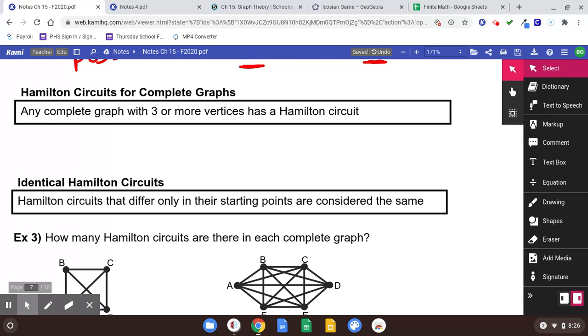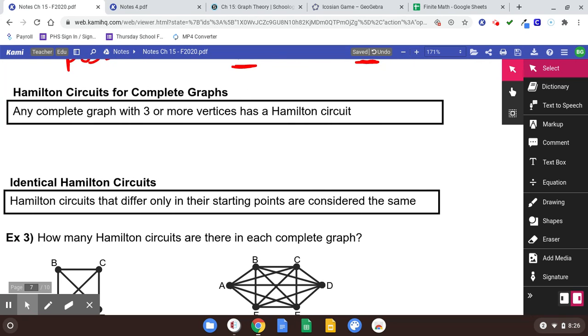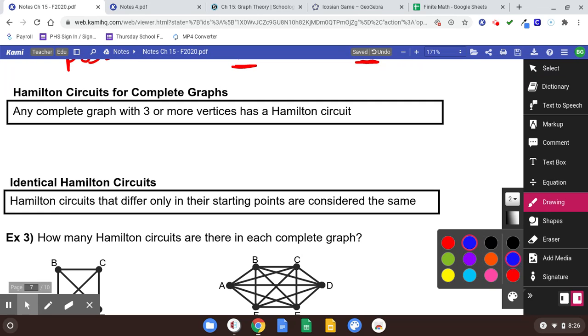Hamilton circuits for complete graphs. Remember, a complete graph was when you have however many dots, but they're all connected to every other dot. Okay, so like a K4 was 4 dots, and everyone was connected to every other one. So, something like this. That would be a K4. All 4 vertices connected to the other 3.